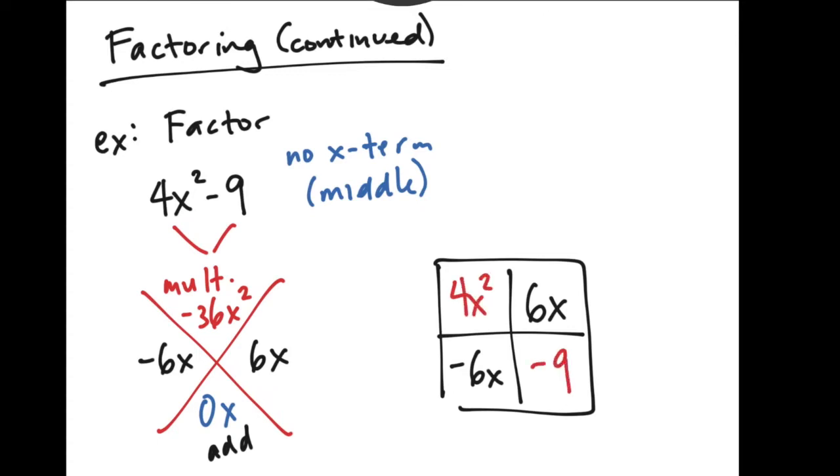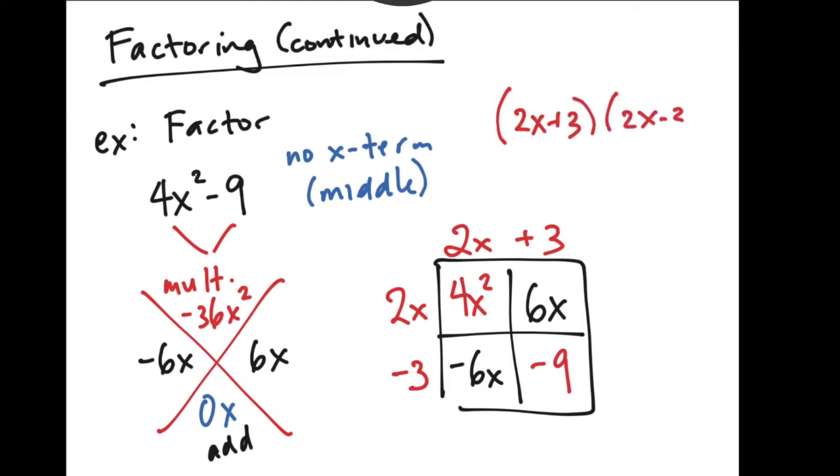So again, we're trying to find the common factor between these two. And if I do that, that will be a 2 and an x. And 2x times something will give me 4x squared. That's going to be 2x. 2x times something will be 6x. That'll be positive 3. 2x times something is negative 6x. That's going to be negative 3. So my factors for this are 2x plus 3, 2x minus 3.